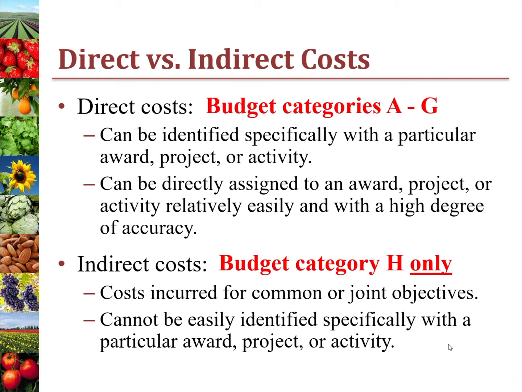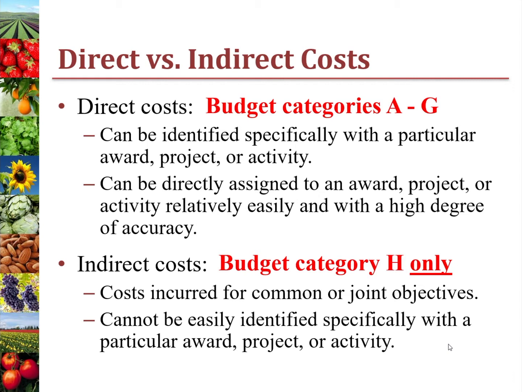One last item before we get into the budget template is the difference between the direct and indirect costs. Direct costs can be identified specifically with a particular award, project, or activity, or directly assigned to an award, project, or activity relatively easily and with a high degree of accuracy. On the other hand, indirect costs, which are also known as facilities and administrative costs, are incurred for common or joint objectives and cannot be easily identified specifically with a particular award, project, or activity.